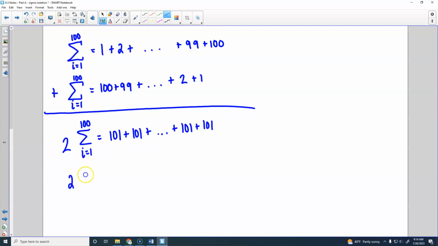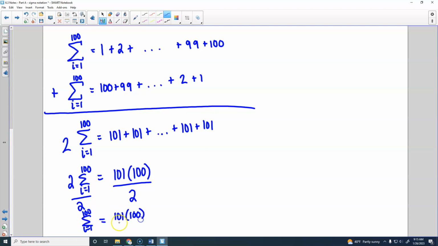What we're going to end up with is 2 times the sum from 1 to 100 is going to be 101 times, how many times is that going to be? Times 100, right? Because there's going to be 100 values there in our list. So this is twice our sum from 1 to 100. This will give us double that amount. So if I want to find just the sum from 1 to 100, I could divide both sides of this equation by 2, and the sum from 1 to 100 would be 101 times 100 divided by 2.